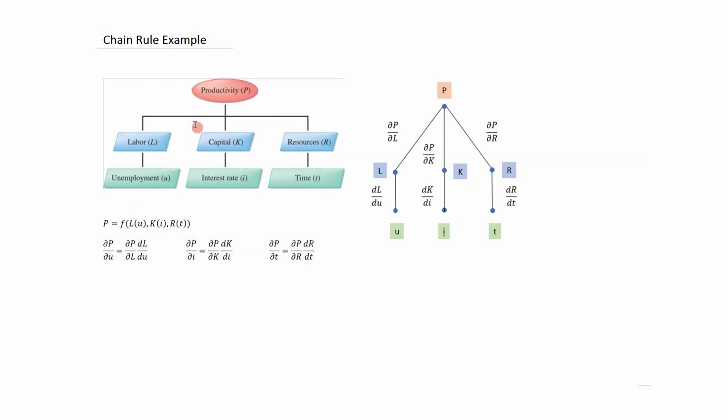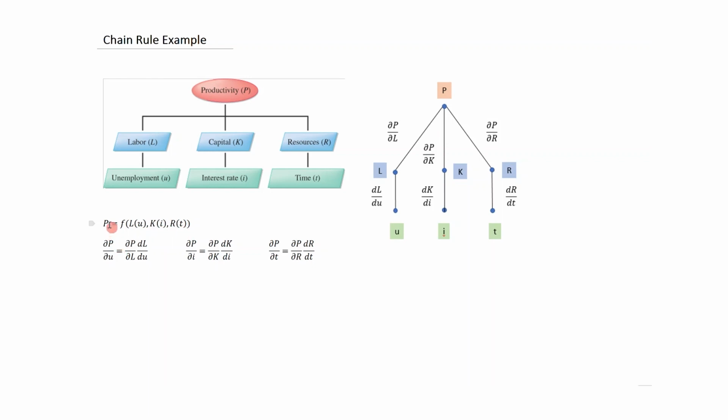And so first of all, we could draw this out in terms of a chain diagram like this and like this. So you can see this is a chain, U being at the bottom, I being at the bottom, and T being at the bottom. And these are nodes representing L, K, and R along here. Now, we would express this in functional form as some function of labor, capital, and resources, where individually the labor depends on unemployment rate, capital on interest rate, and resources on time.